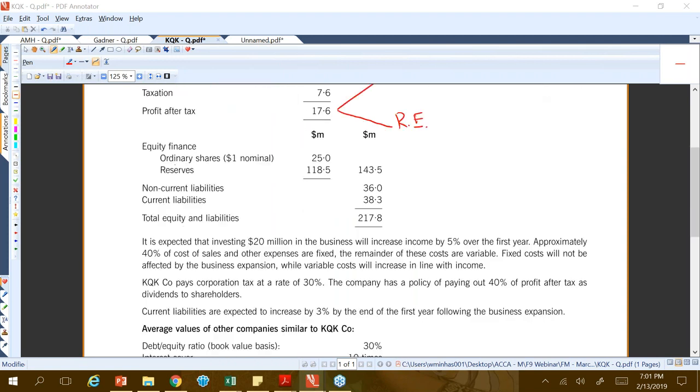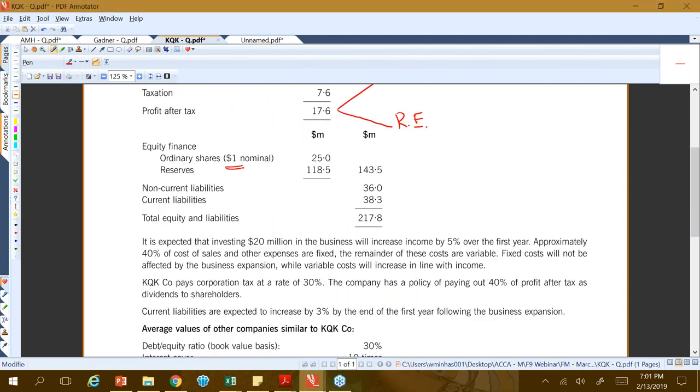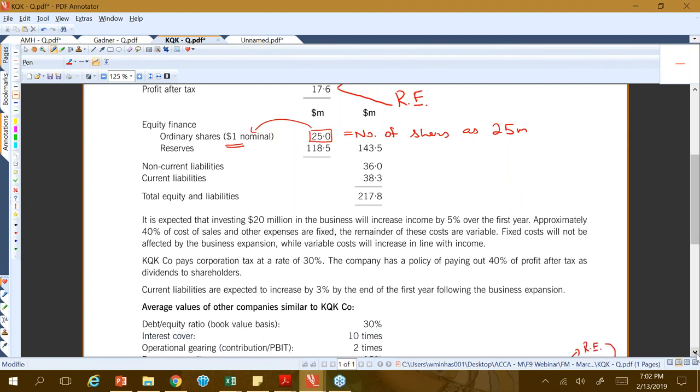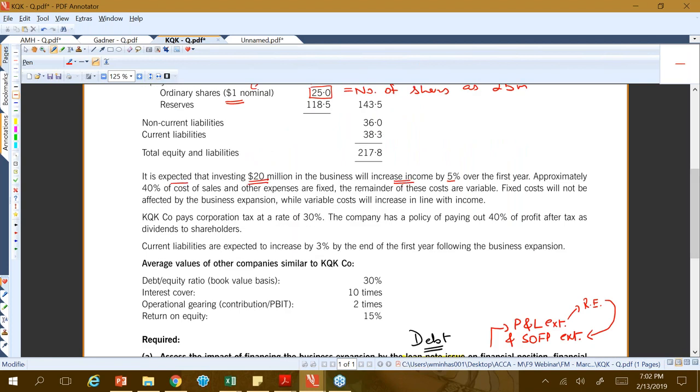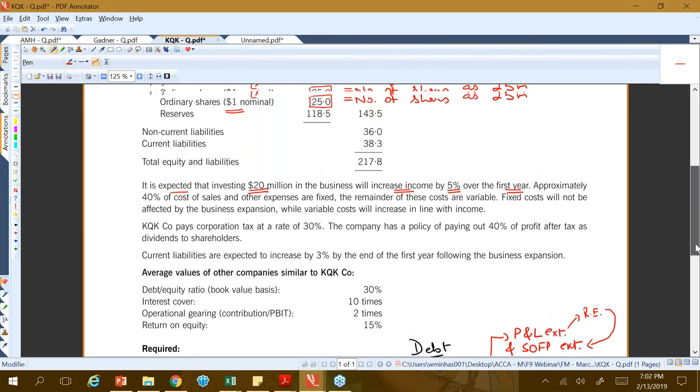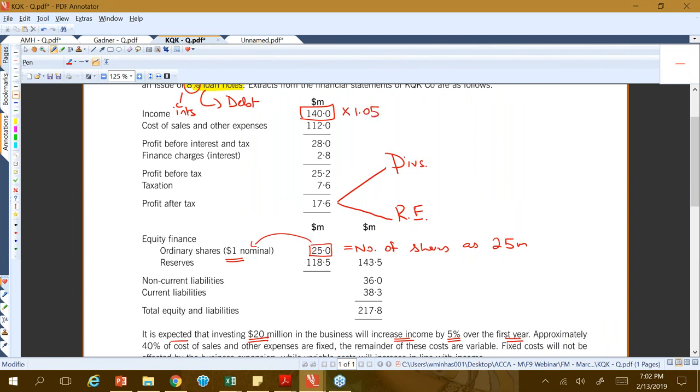Then I have equity finance, ordinary shares, $1 nominal value. So that means 25 is the share capital divided by that 1, so the number of shares is 25 million. We have reserves, non-current liabilities, current liabilities, and total equity. Then, important information. It is expected that investing $20 million in the business will increase the income by 5% over the first year. What is the income right now? The income right now is 140. So this will increase by 5%.